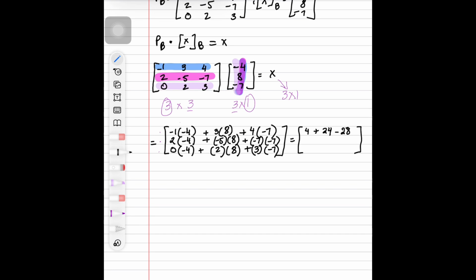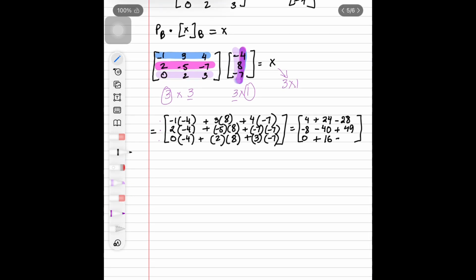So 2 times negative 4 is negative 8. Negative 5 times 8 is negative 40. 5 8's 40. And then we have negative 7 times negative 7 is going to be a positive answer. 7 times 7 is 49. So 0 times negative 4 is 0, plus 2 8's are 16, plus a positive 3 times a negative 7. We would have a negative answer, negative 21.